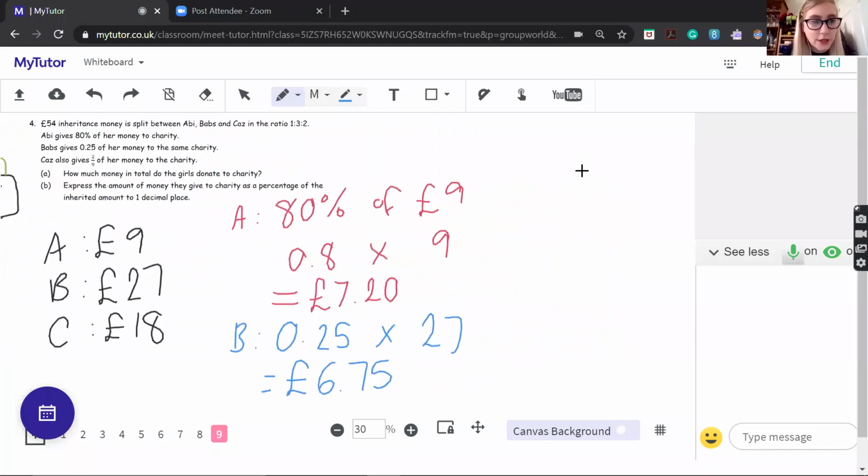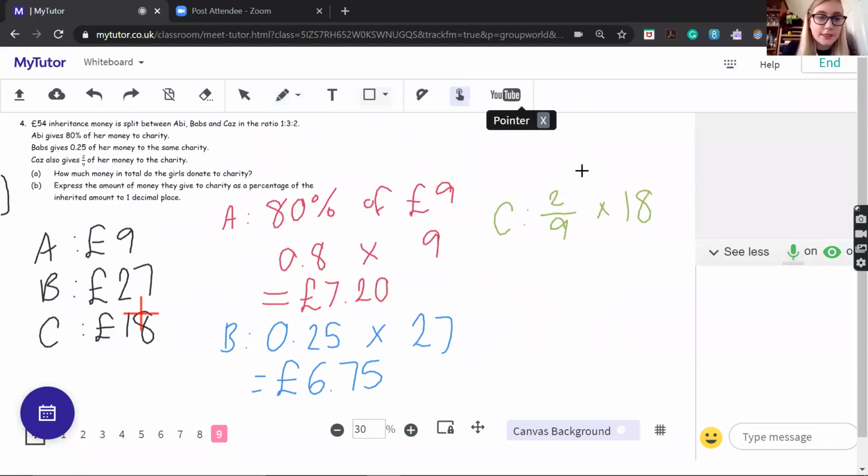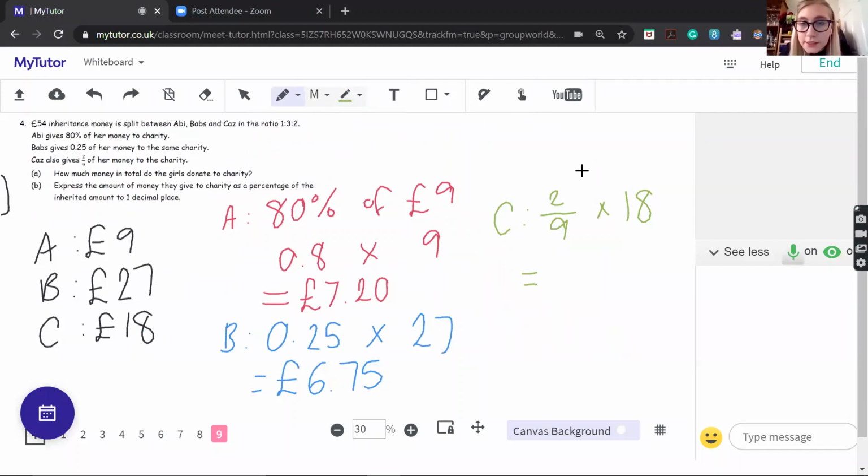And then finally, hopefully that ratio bit is fine because I'm just going to move that off the screen. And then Kaz gives 2/9. So it's 2/9 of the money. So Kaz's money is 18. And here we're going to do this in the way 18 over 1, remember, when we multiply fractions. So this becomes 36 over 9, which is just 4. And now we've got the 3 amounts that are given to charity.